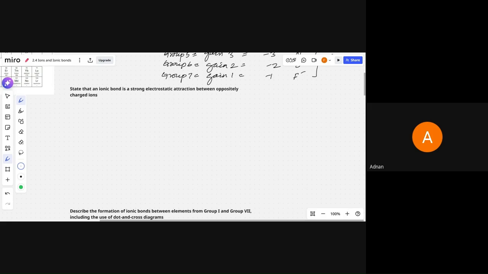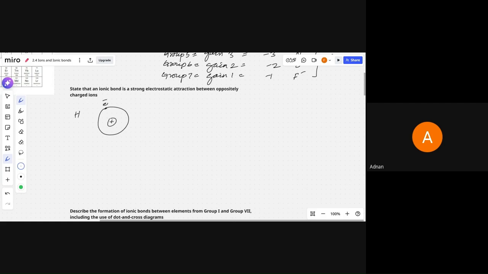We already know that, and it is due to the loss or gain of an electron, right? The overall charge of an atom is 0, because for a neutral atom we have the same number of protons and electrons. For example, for hydrogen, we have 1 proton in the nucleus and 1 electron revolving in its outer shell. So it's electrically neutral, right? So state that an ionic bond is a strong electrostatic attraction between oppositely charged ions.